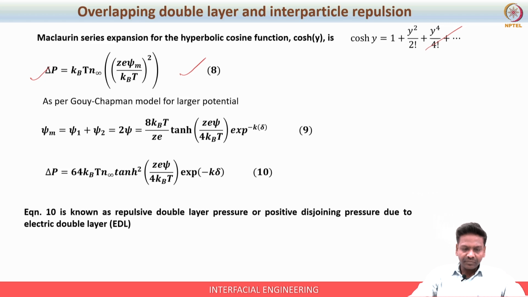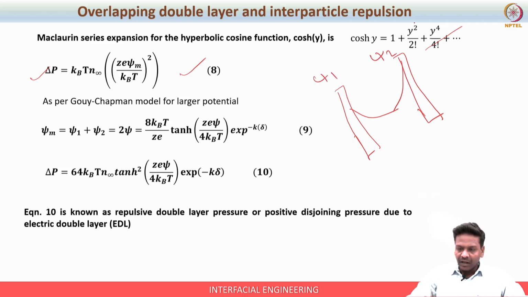And now what we are going to do is, we have this charged plate, right? Okay. So one advantage of this, so you have one, this is psi 1, let's say, and this is psi 2. Okay. And when they overlap with each other, this is called the midpoint. Okay, this is called the midpoint.